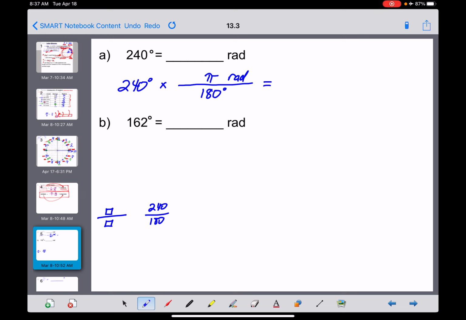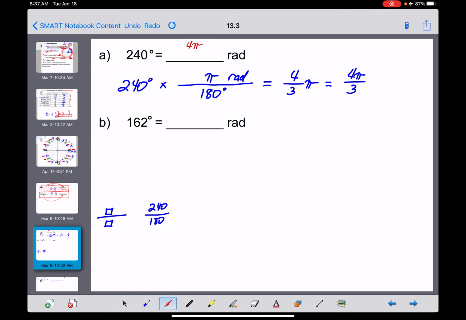What I'm hoping you guys notice is that 60 is the greatest common factor of those two numbers. And 240 divided by 180, we can pull a 60 out of both of those and end up with 4 over 3, and the pi can either go out at the end of this whole thing, or you could put the pi in the numerator. 4 pi over 3, both of those are perfectly fine. So either one of those is the correct answer right here.